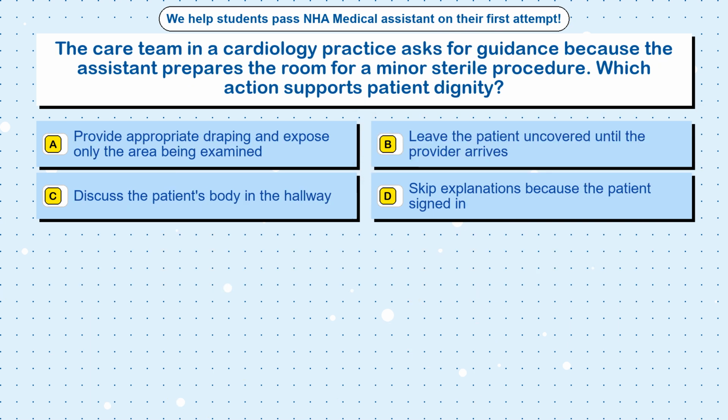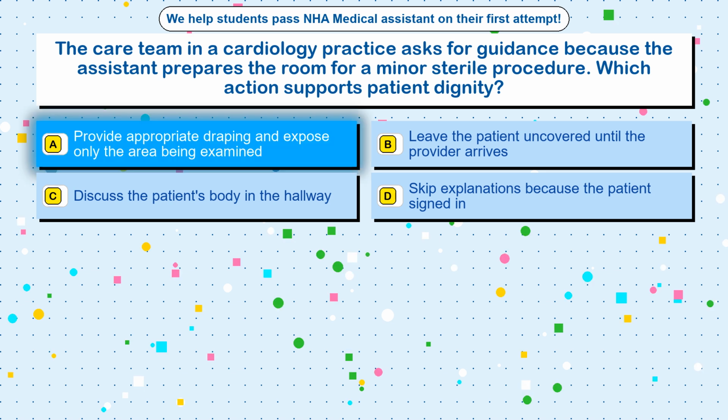Question 64. The care team in a cardiology practice asks for guidance because the assistant prepares the room for a minor sterile procedure. Which action supports patient dignity? Option A. Provide appropriate draping and expose only the area being examined. Option B. Leave the patient uncovered until the provider arrives. Option C. Discuss the patient's body in the hallway. Option D. Skip explanations because the patient signed in. The correct answer is option A. Provide appropriate draping and expose only the area being examined.